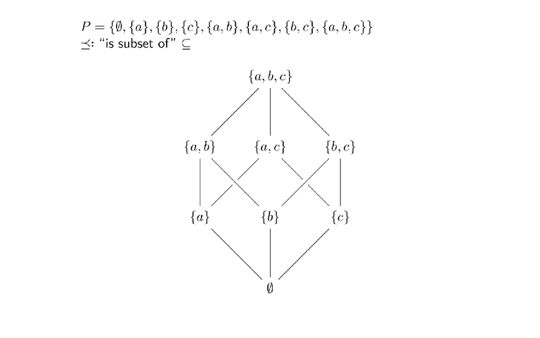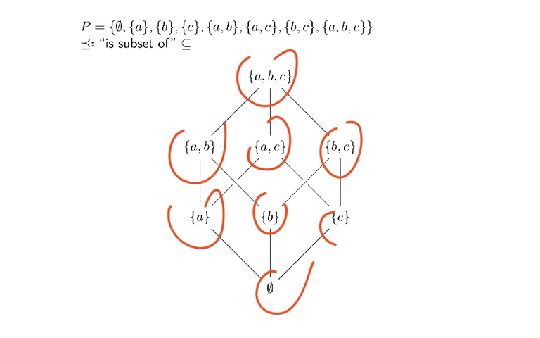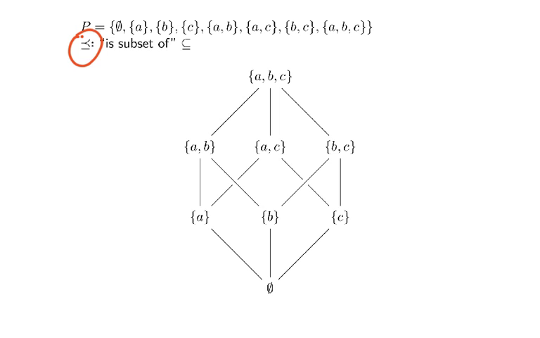Another example, in this case, the set P is more complicated. The elements of the set P are sets also. So the elements are the empty set, the set only of the letter A, the set only of the letter B, the set of AC, the set of ABC. All these things are the elements of P. That's why all these are the nodes of this poset. And the relation, less or equal, let's say, in this case, is the relation is a subset of.